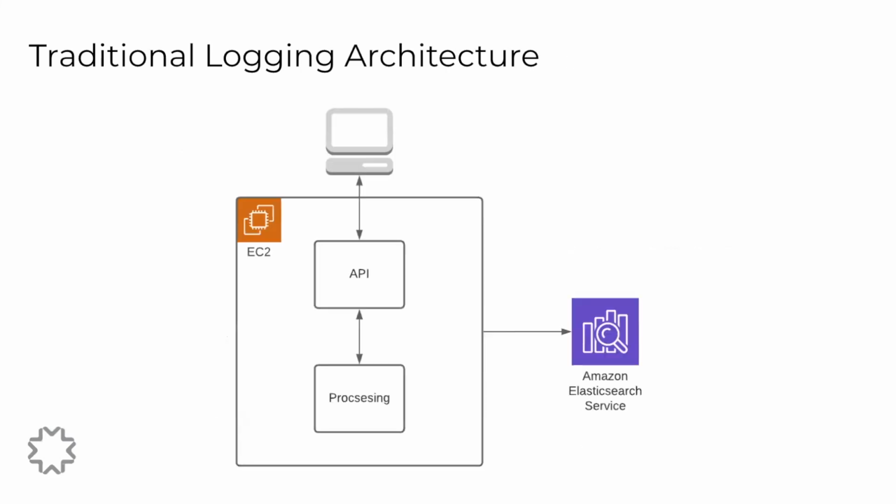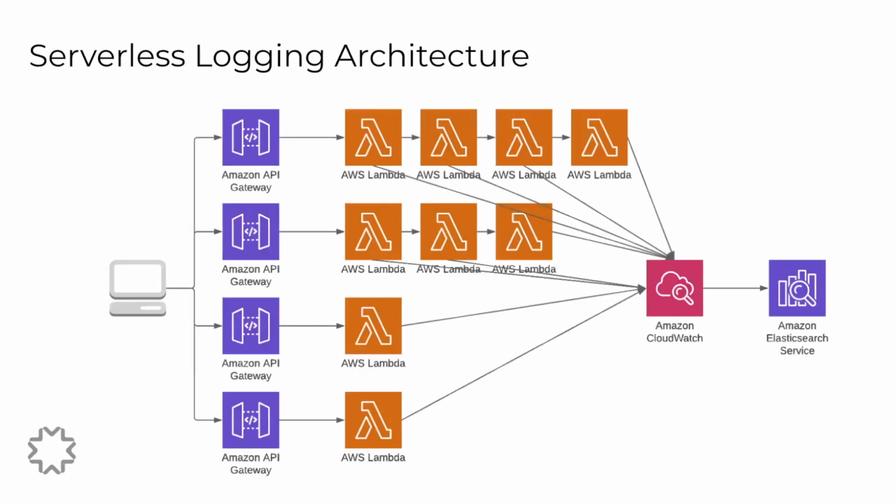So real quick example architecture, right? I've oversimplified this sort of on purpose, but if you have an API and a processing layer living on EC2 and a client making requests to that API, you can from EC2 log out directly to Amazon's Elasticsearch. Very simple, very straightforward, nice and clean, right? But let's contrast that now with the serverless logging architecture. And you see now how much more complicated this can get.